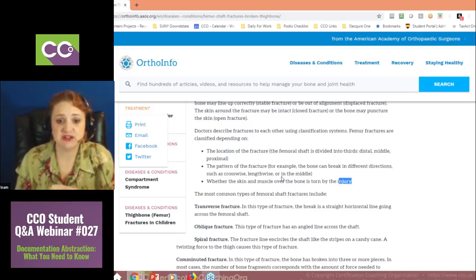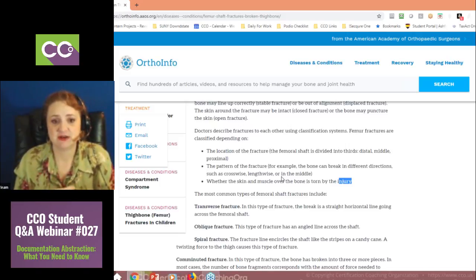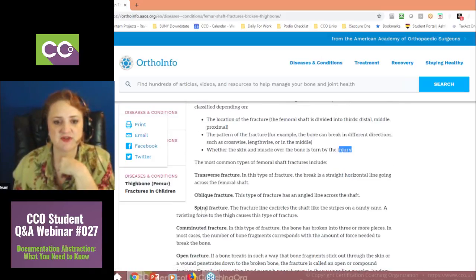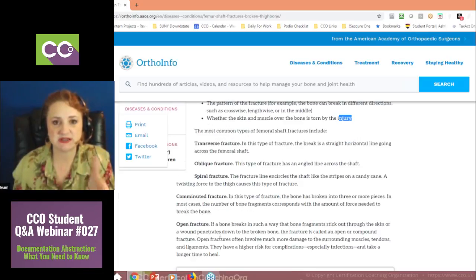Do we need to know the different directions? Well, how many directions are there? Crosswise, this says crosswise, lengthwise, in the middle. Well, we know that. Okay. And then common types: transverse, oblique, spiral, comminuted, open. We glanced at those very quickly because they were highlighted.